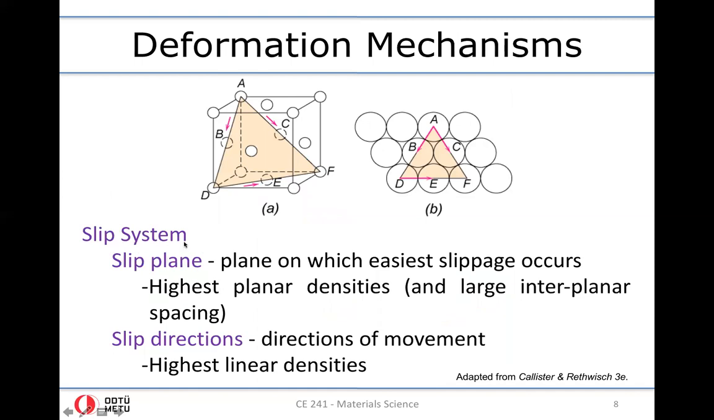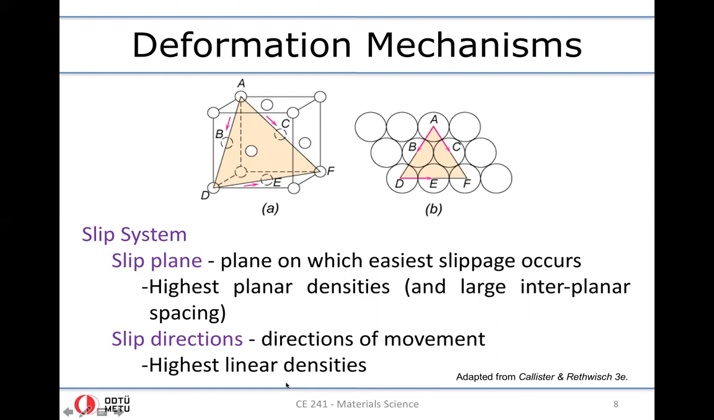A slip system is composed of a slip plane or groups of slip planes and the slip directions. A slip plane is the plane on which the slippage occurs easiest. Generally, hopping is the main mechanism, as we have seen in the motion of dislocations. Therefore, the planes with the highest planar densities are the slip planes. That is also related to the large interplanar spacing. And slip directions are the directions of motion where the linear densities are highest.